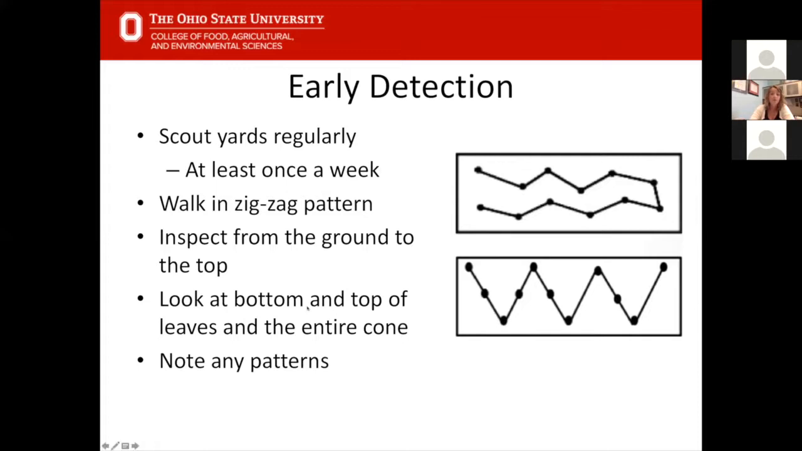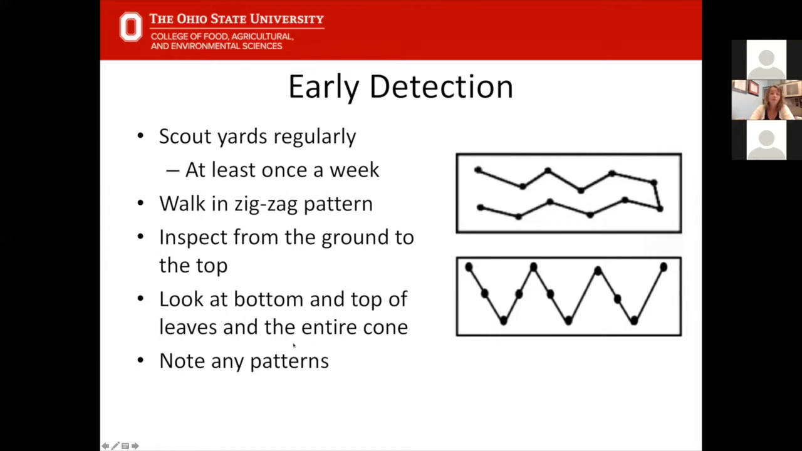So you want to look at the bottom and top of the leaves, and then the entire cone. And these recommendations are not just for viruses and viroids, but for things like downy mildew or powdery mildew or other fungal diseases. And then it's always a good idea to note any patterns or flag any plants.